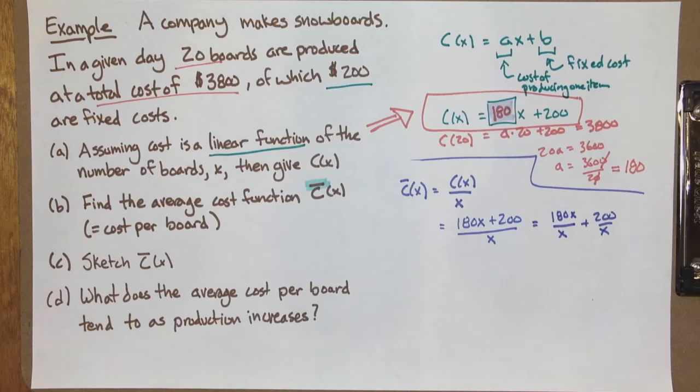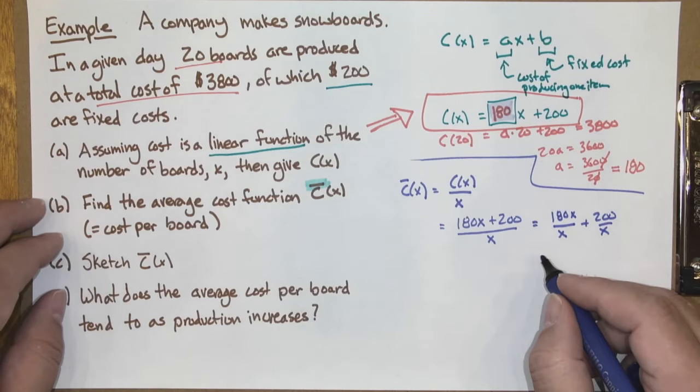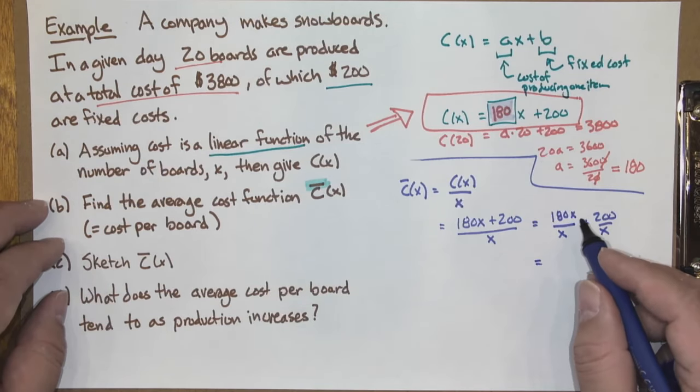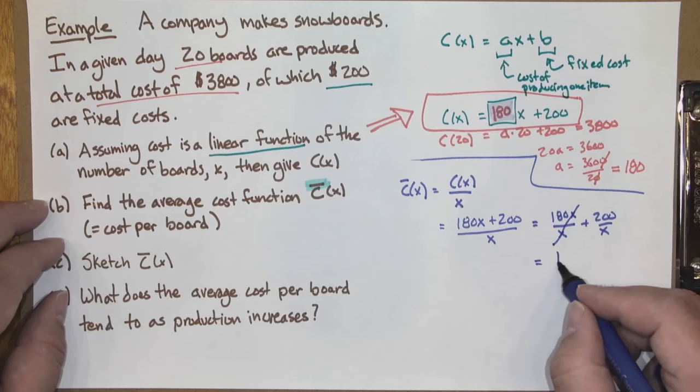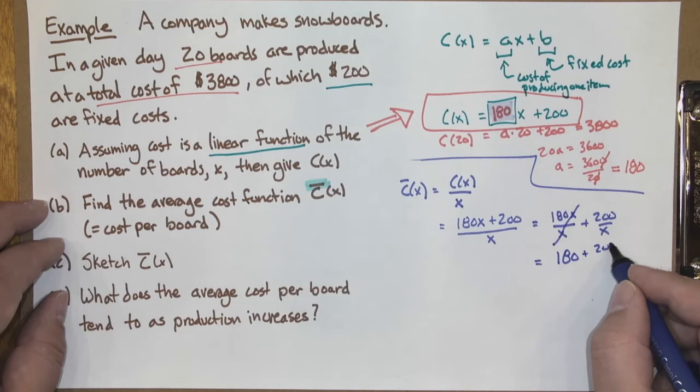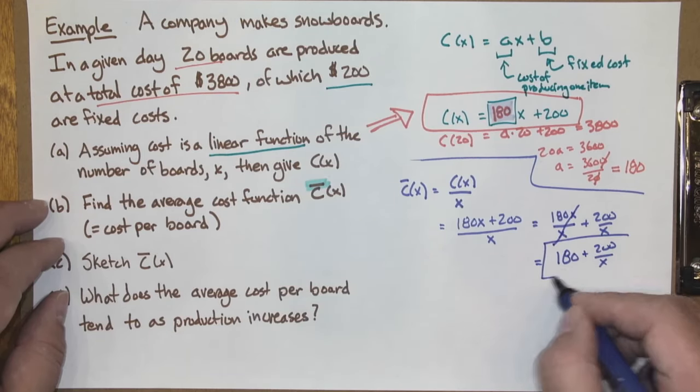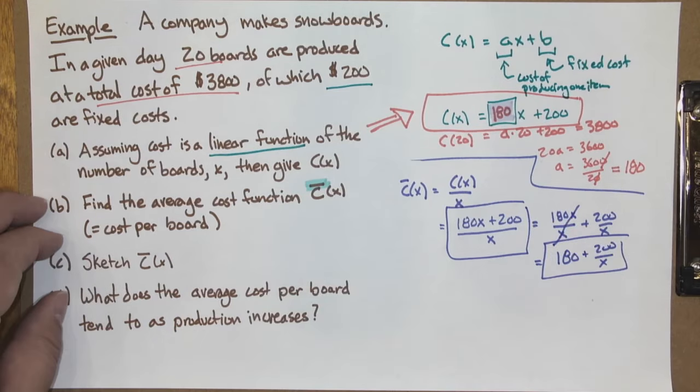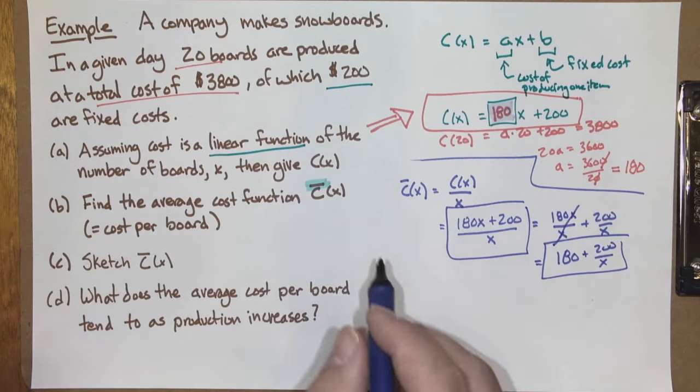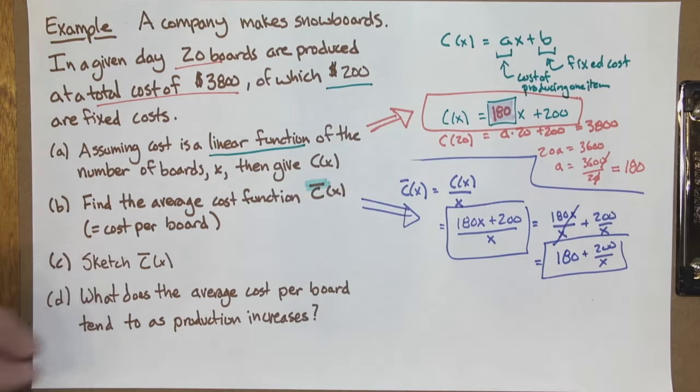Now sometimes it's useful to do this, sometimes it's not. But if we did that, what would we see? Well, the x's here cancel, so we get 180 plus 200 over x. Either form is great. They both represent the average cost function. Okay. Now it says sketch C bar of x. We're not going to be super precise. We're just going to get a rough sketch.